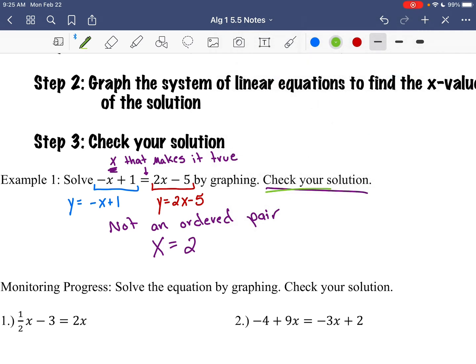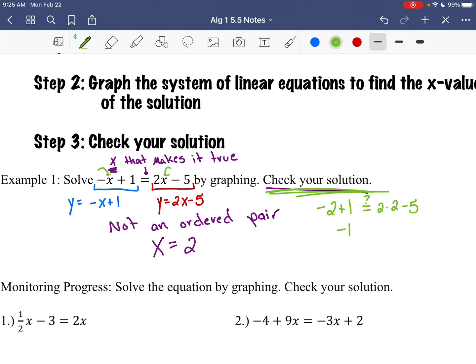So for my check the solution part, we'll do that over here in green. Here I've got the negative of 2, the negative of 2 plus 1. Does that equal, and put a question mark above it because I'm not sure it's true, 2 times 2 minus 5? Plugging it in this side for x and in this side for x.